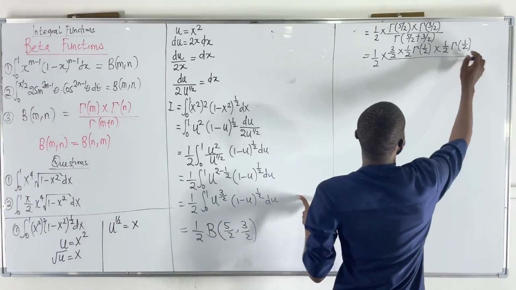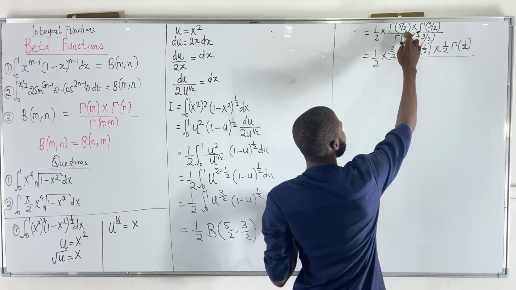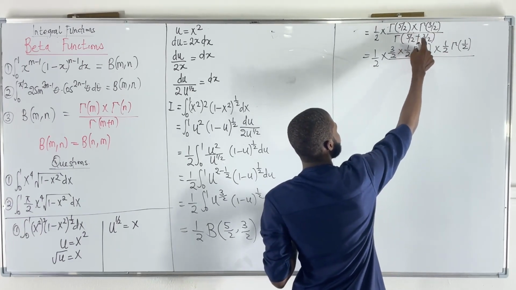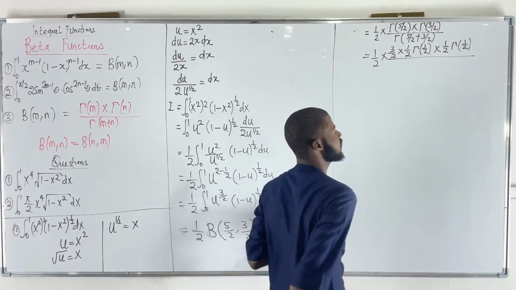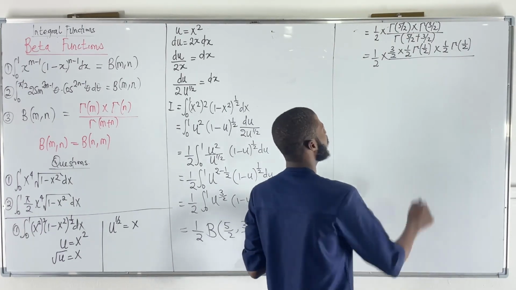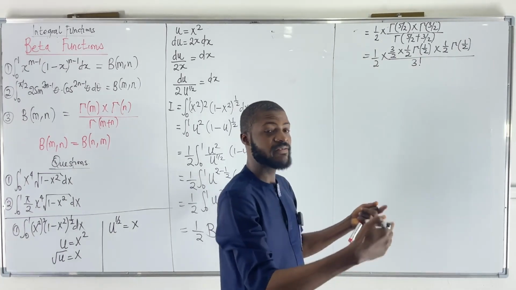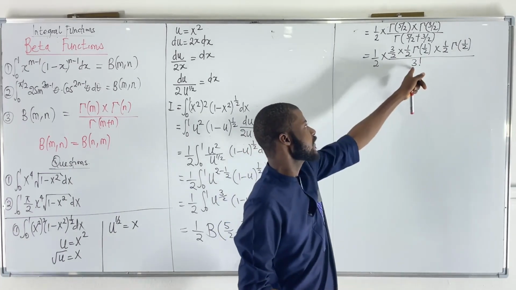Once you get to 1 over 2, just put gamma 1 over 2 beside it. And then divided by, now 5 over 2 plus 3 over 2 is 4, because 5 plus 3 is 8, and 8 over 2 is 4. So what is the gamma of 4? Gamma of 4, you're going to say 4 minus 1, so that's 3 factorial.